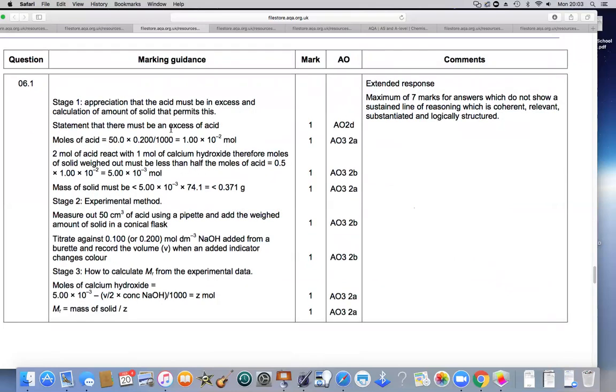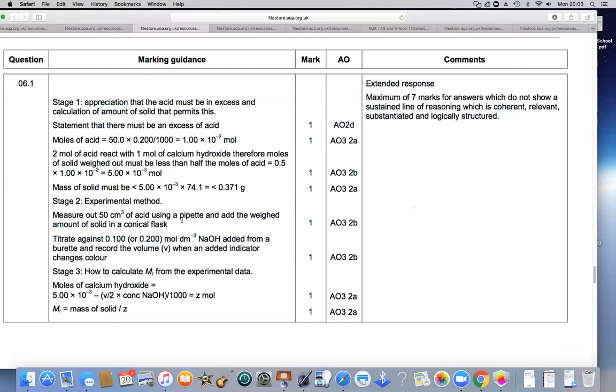Again, 3 stages. Appreciate the acid must be in excess. Calculate an amount of solid that permits this, or a statement that there must be an excess of acid. You can work out the moles of acid in the acid that you've been given. 2 moles of acid react with 1 mole of calcium hydroxide, from the balanced equation. Therefore, the moles of solid weighed out must be less than half the moles of acid, otherwise the acid won't be in excess. So you can determine that the mass of solid must be below a particular value.